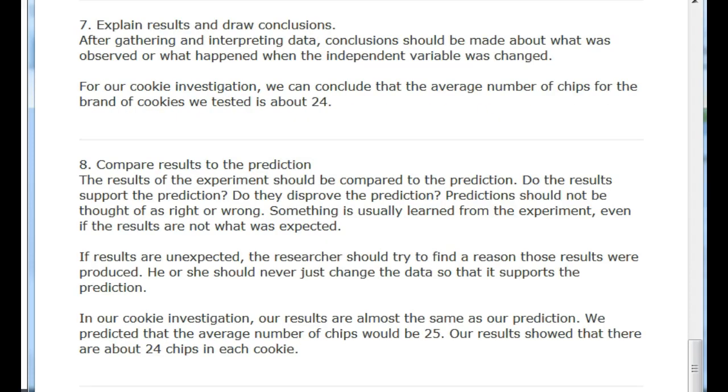So after you've looked at your data, you've formed all your opinions and your hypothesis about your investigation, then you need to explain your results. You need to say that yes, your prediction of 25 chips in a cookie is correct, or say that no, your investigation told you that it wasn't correct. And then compare your results to the prediction, and now you've followed all of the steps of a scientific investigation.